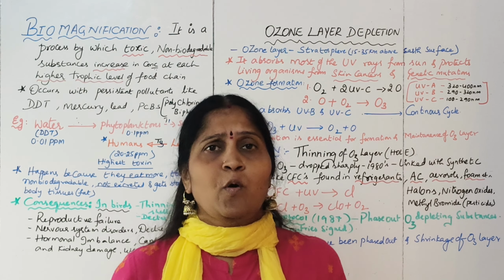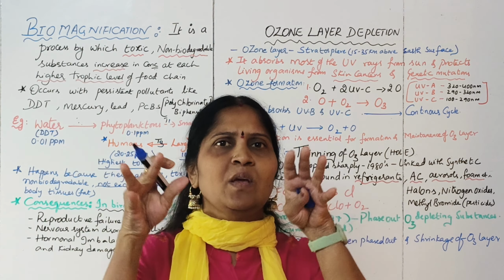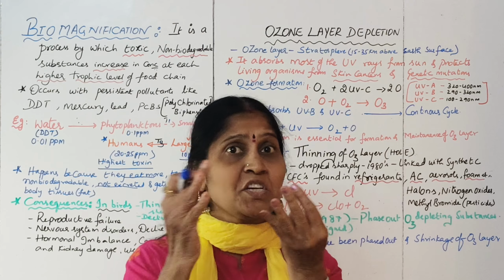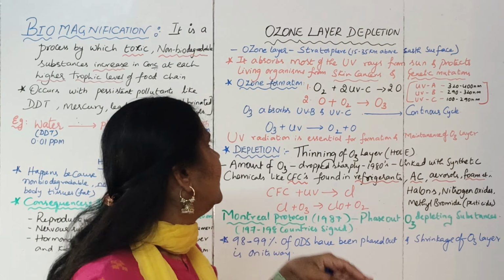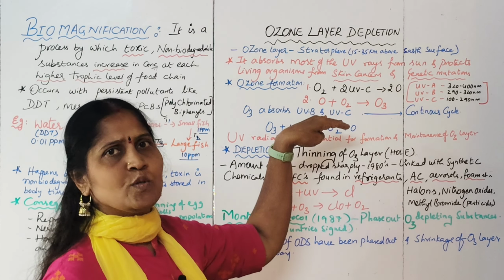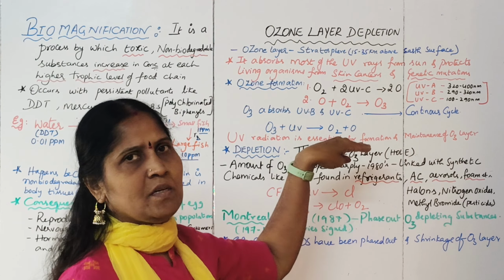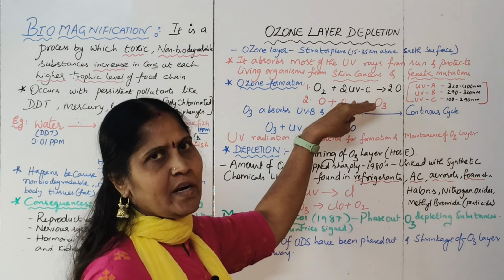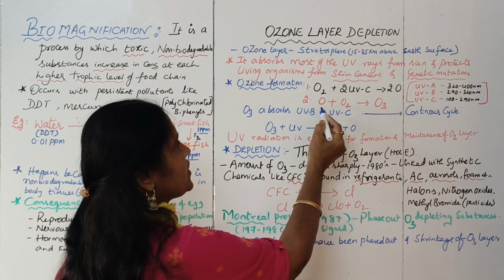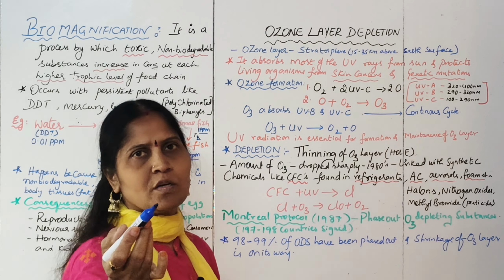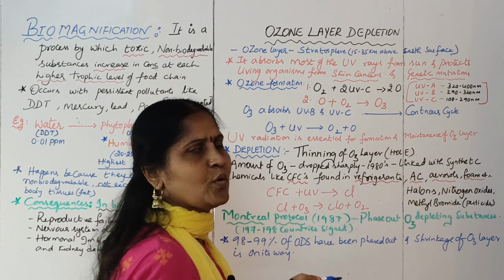Ozone gas as such is poisonous, but the layer that is getting formed in the stratosphere gives living organisms protection against the UV rays, particularly UVB and UVC rays of the Sun. Let us see how the ozone is actually getting formed. O2, the oxygen molecules present in the atmosphere, will combine with the UVC radiations and form oxygen atoms. These oxygen atoms will combine with the oxygen molecules which are freely available in the atmosphere, resulting in the formation of ozone gas.